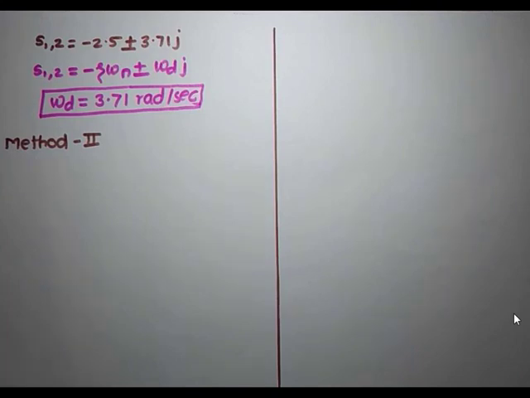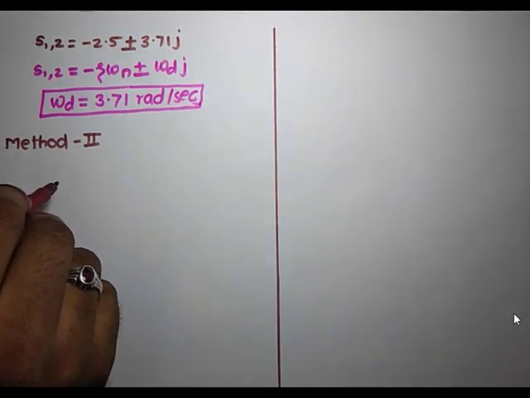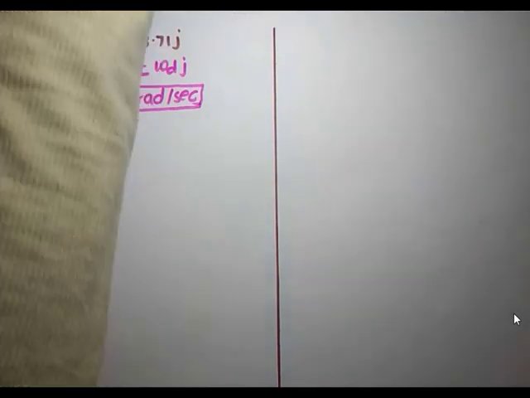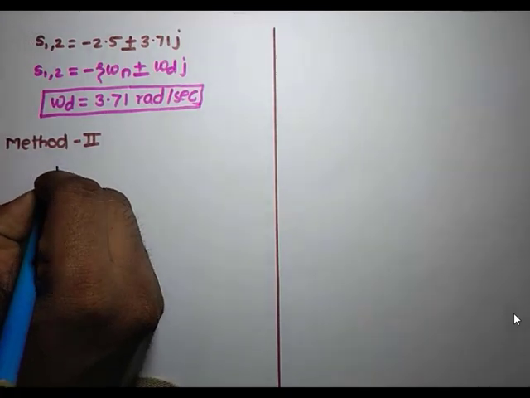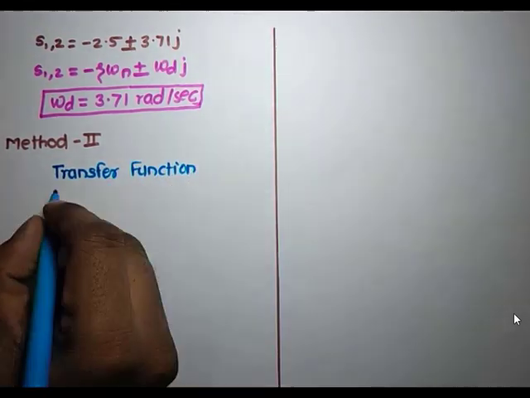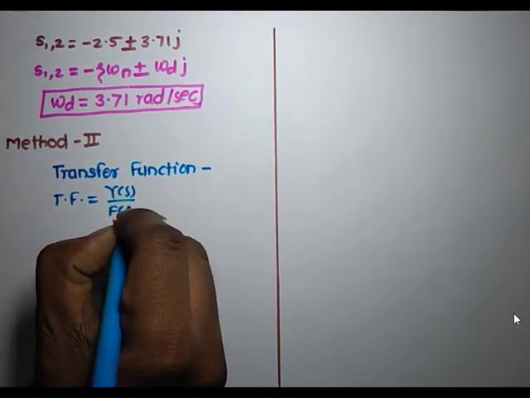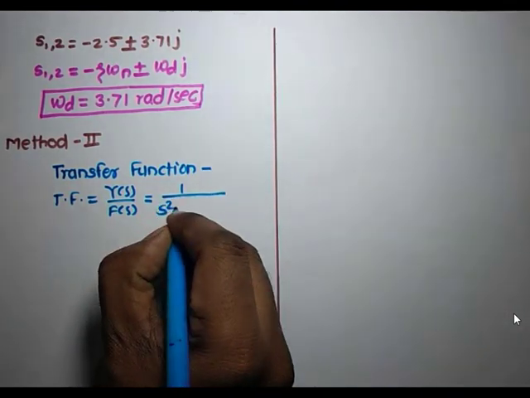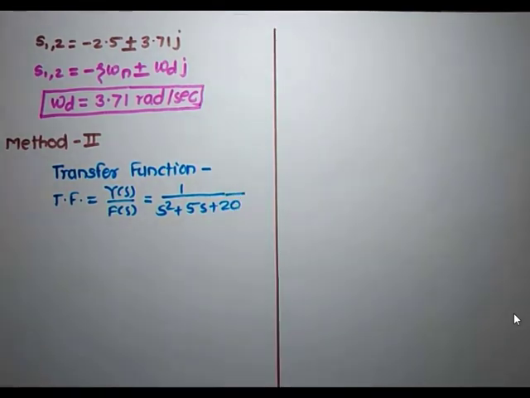Now for time domain analysis, we are going to use this method as well, because it's the simplest way to determine without having much calculations. Okay, so let's try to understand the second method. For that, we have to write a transfer function. Transfer function of a system, TF, is equal to Y(s) over F(s) is equal to 1 upon s square plus 5s plus 20. So this is the transfer function of the system we obtained.